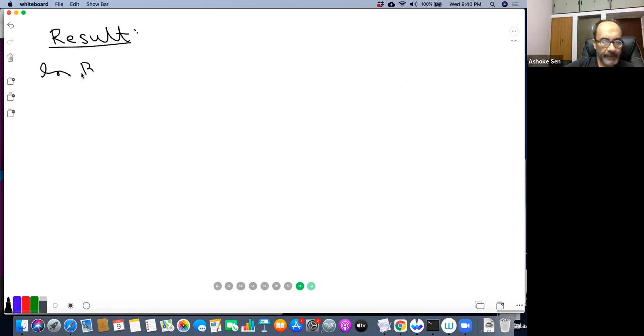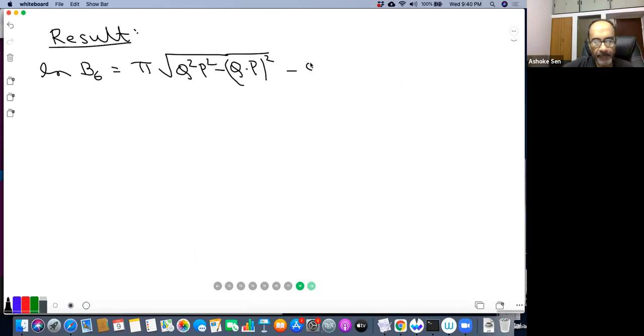So log B6 turns out to be positive for large charge at least, is pi square root of p square minus q dot p square. You recognize this as the black hole entropy, minus a function of q dot p over p square. It's a function of two variables. I'll write down what this function is.